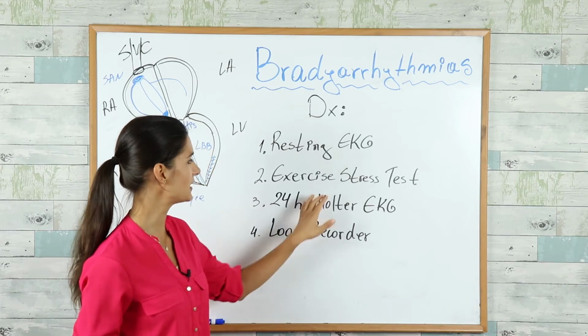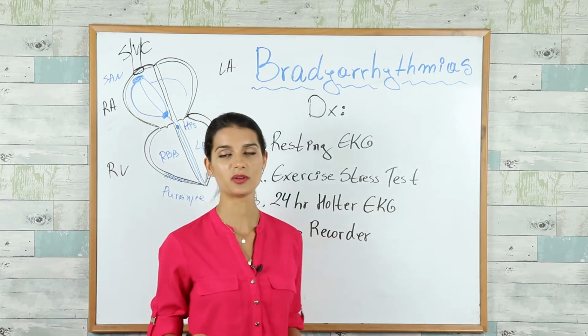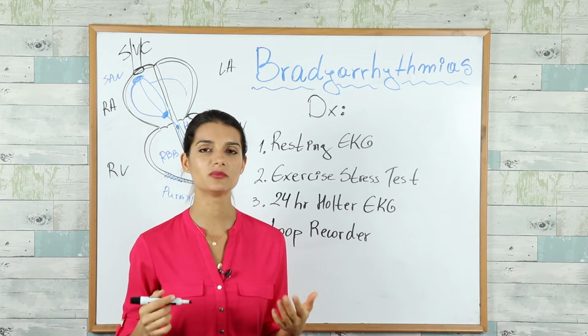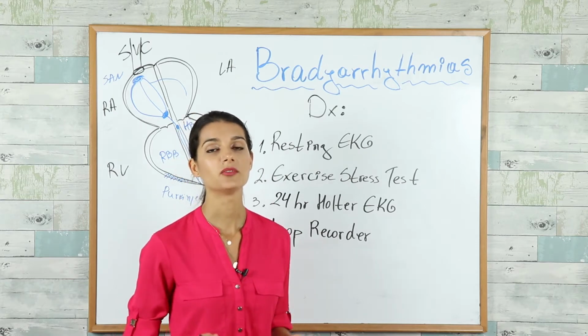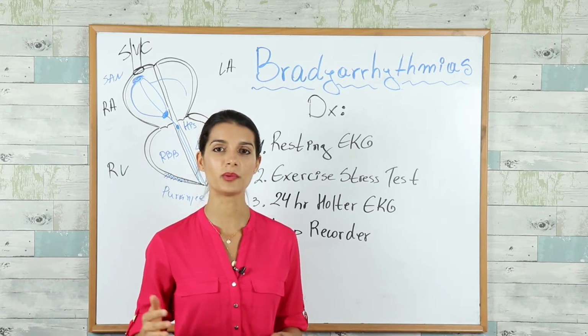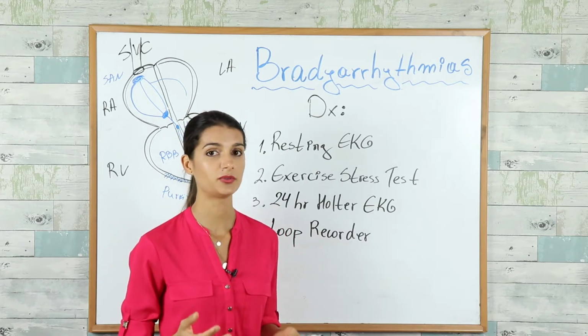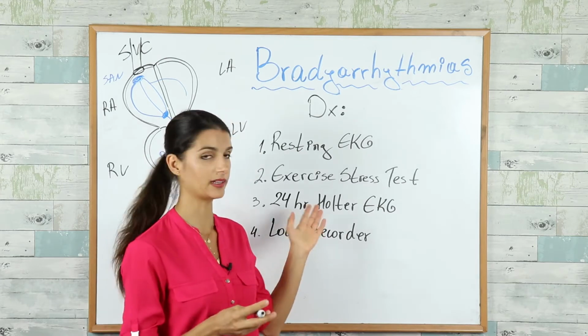Now, the next one is exercise stress test. We can actually put him on the treadmill and ask him to start running or exercising. And what we're looking for there is chronotropic competence. Basically, if the heart rate can increase adequately with exercising.